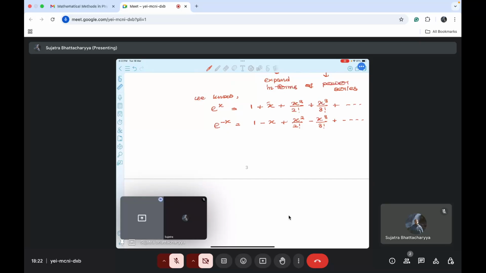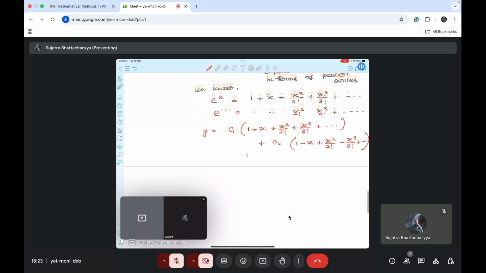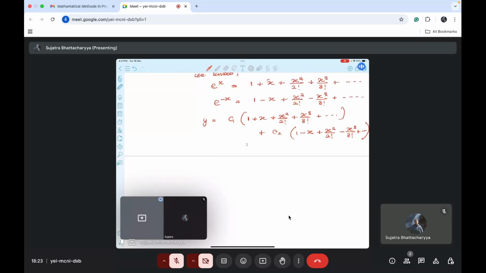So in this case, if you want a power series solution, it will be something like this: c1 times 1 plus x plus x squared by 2 factorial plus x cubed by 3 factorial and so on, plus c2 times 1 minus x plus x squared by 2 factorial minus x cubed by 3 factorial and so on. This should be the power series solution of the given ordinary differential equation.